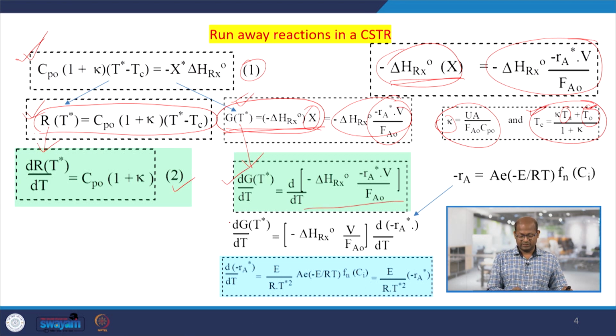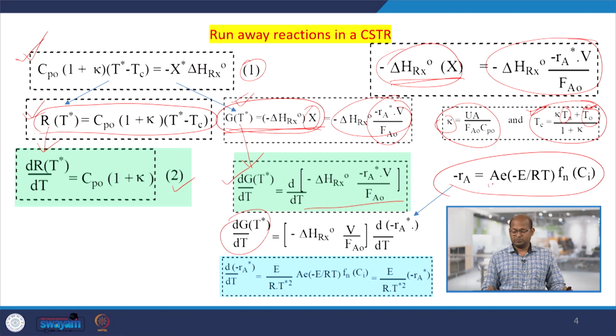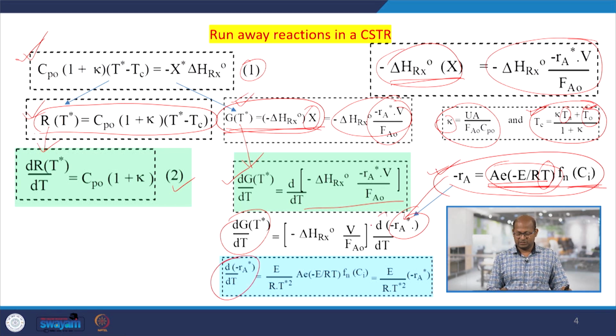We know minus R A, the rate of the reaction, is some constant in the Arrhenius expression, pre-exponential factor times exponential of minus E by R T, and some concentrations, maybe C A, C B, whichever reactants we have taken. Based on that rate equation we can substitute here. Why are we substituting the rate constant as a function of temperature? Then we can differentiate this, and after simplification, after differentiating this component part, we get this.